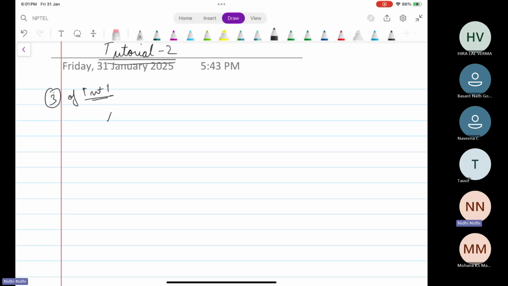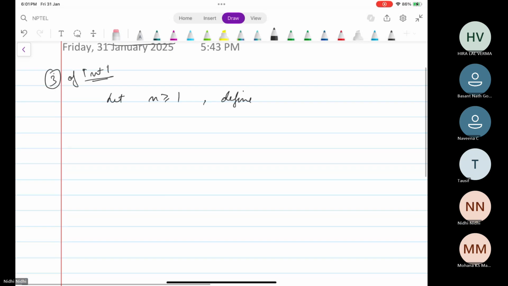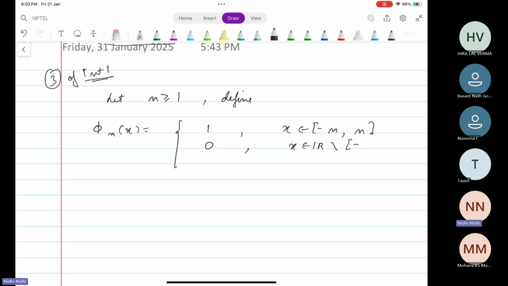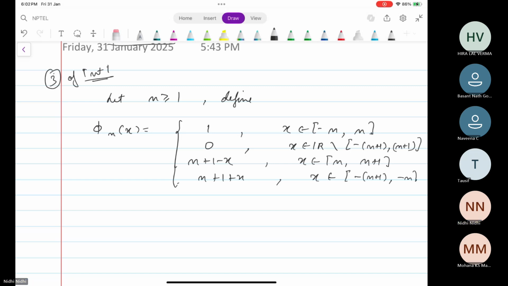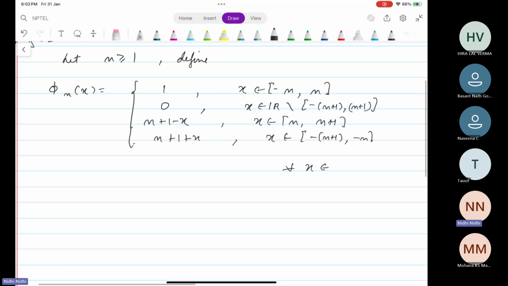It said that let n greater than or equal to 1, define phi_n(x) equal to 1 when x belongs to [-n, n], 0 when x belongs to R minus [-n-1, n+1], n+1-x when x belongs to [n, n+1], and n+1+x when x belongs to [-n-1, -n], for every x in R.